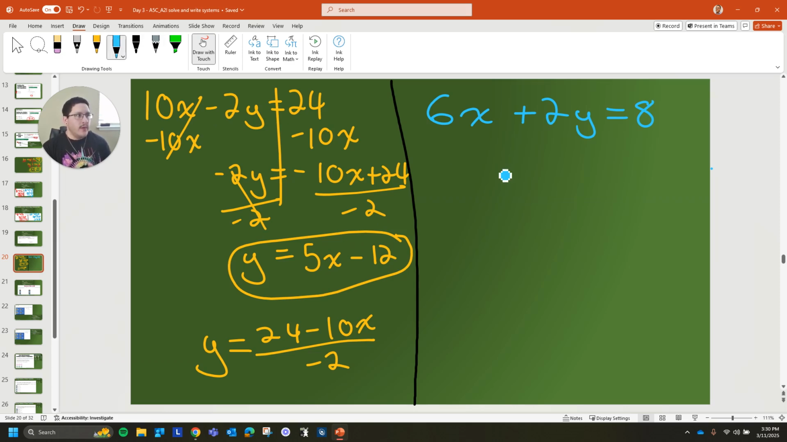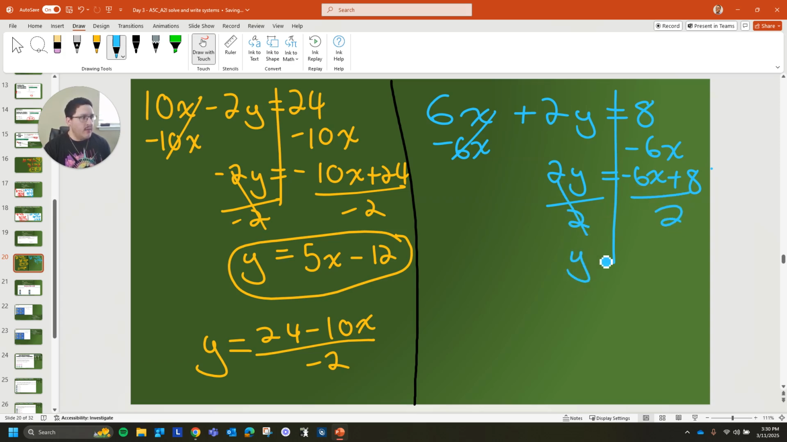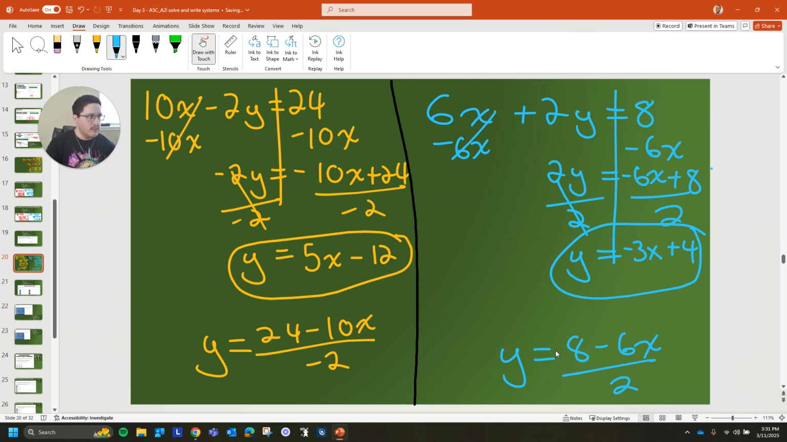Okay, now for the other equation. To get the y by itself, I'm going to subtract 6x on both sides. I'm going to have 2y is equal to negative 6x plus 8. Divide both sides by 2. And I have y equals, again, everything gets divided by 2, so that's negative 6 divided by 2 is negative 3x. Positive 8 divided by 2 is positive 4. And here's our second equation. Again, alternatively, we could have had y equals 8 minus 6x, all divided by 2, that you could have used to graph as well. Okay?